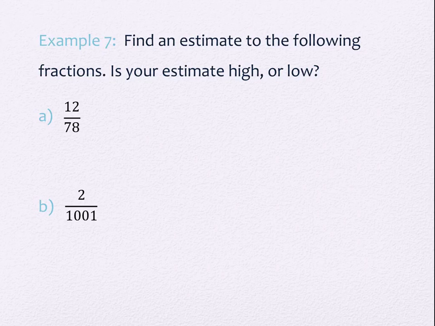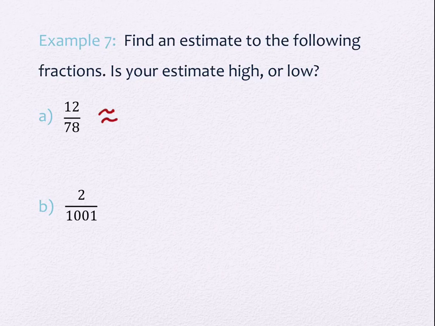We're going to find an estimate to the following fractions. We just get to pick, period. And we want to know if our estimate is high or low. In terms of the high or the low, you can make that determination in several different ways. We'll talk about that. But let's just do the first part, which is finding a convenient fraction first. So if you're taking a look at the number 12 over 78, what might be something that you can do to estimate this to get a convenient fraction? What is this approximately equal to?